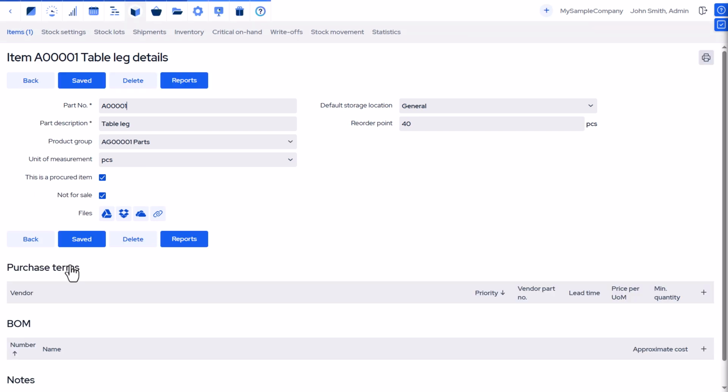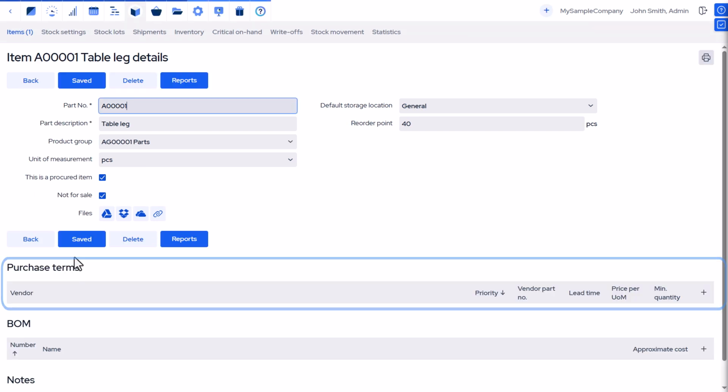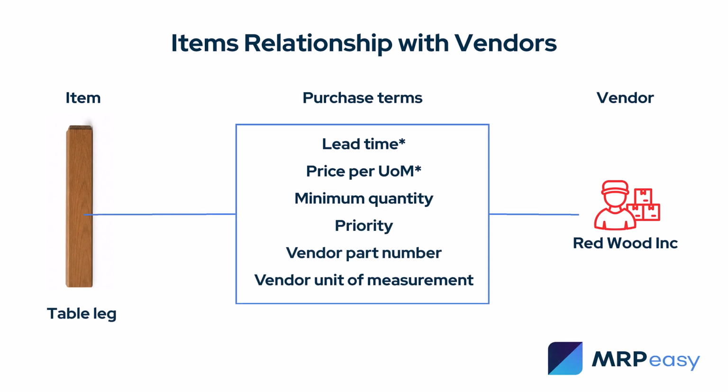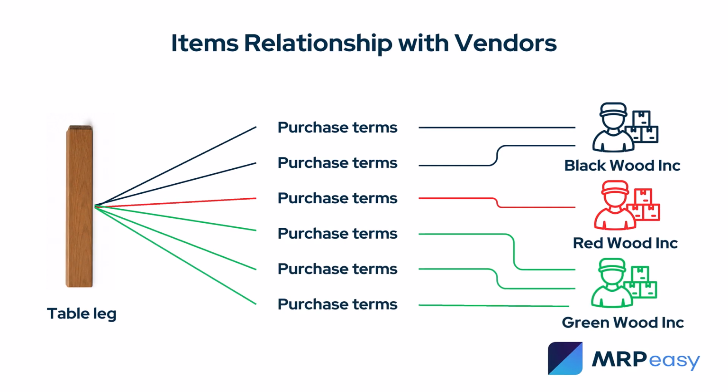Once the item has been saved, the Purchase Terms section appears on the Item Details page. Purchase terms allow you to define vendors and the conditions under which an item is purchased, such as pricing, lead times, minimum order quantities, supplier part numbers, and other purchasing details. The software uses purchase terms to estimate item costs and to automatically select suppliers and purchasing conditions when creating purchase orders from the requirements report or the critical on-hand report.